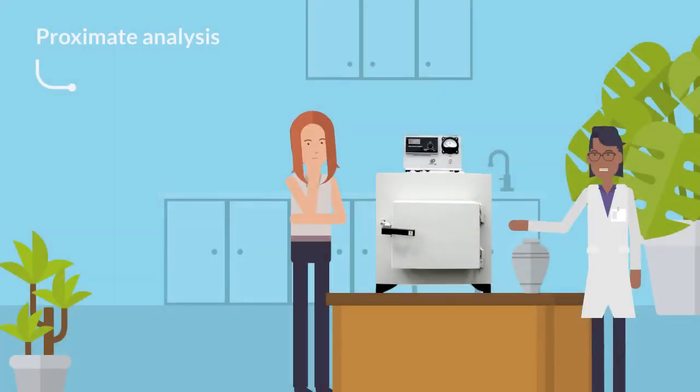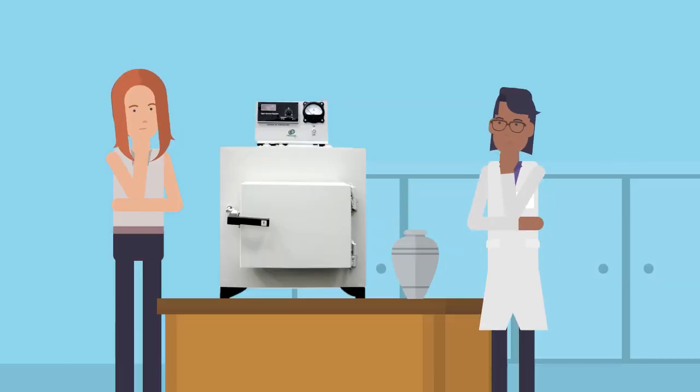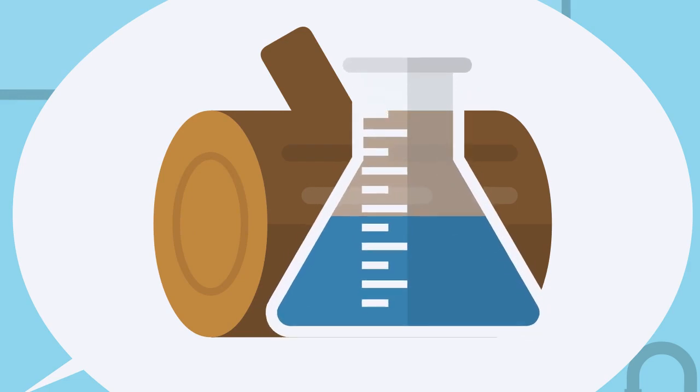The proximate analysis provides information about the combustion performance of the fuel. It includes the information about moisture, volatile matter, ash, and fixed carbon. Why is moisture so important? When you harvest fresh biomass from forests or energy crops, its moisture content is high, maybe around 50%.